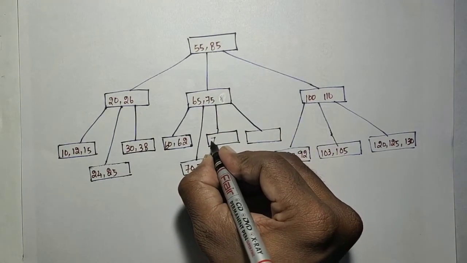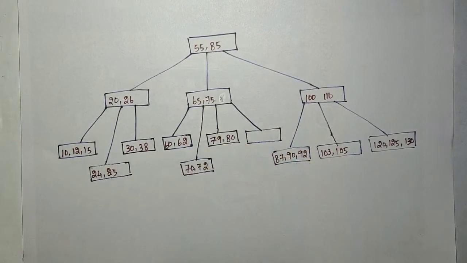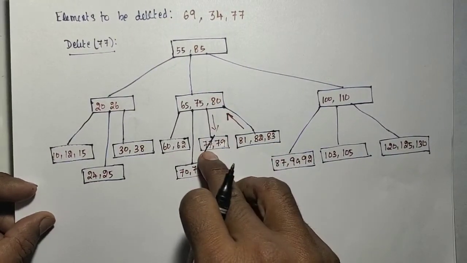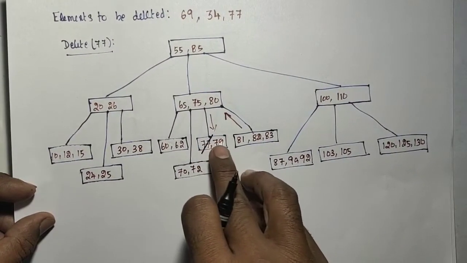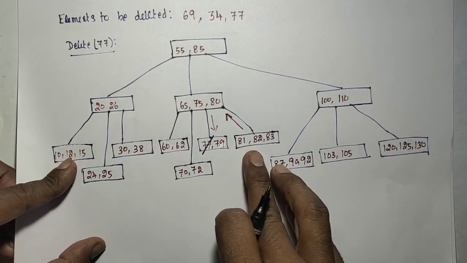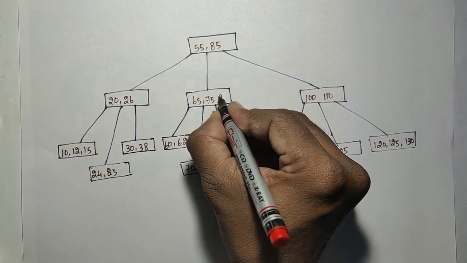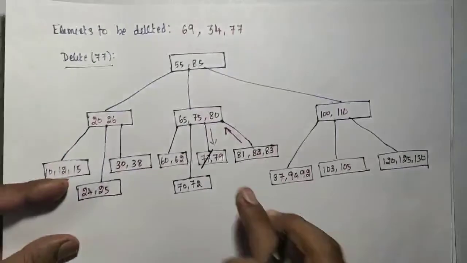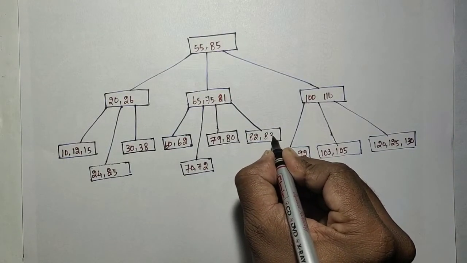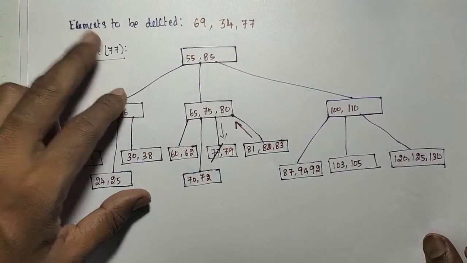So 79 is already there, and 80 will be stored like this. In the deleted space it will not be stored; it will be written in ascending order, 79 and 80. And then here 81 is moved, so in this place 81. Here it is having 82 and 83. So this is the result after deleting 77.